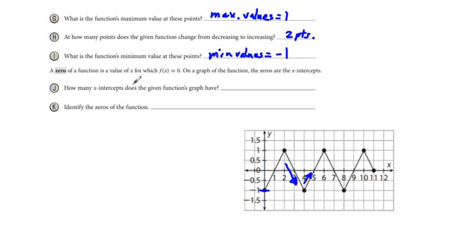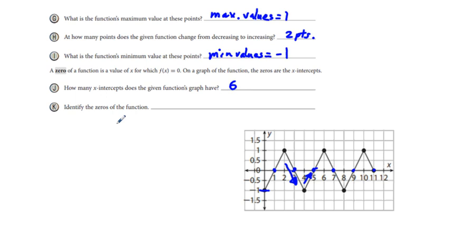A zero of a function is a value of x for which f of x equals 0. And so what we're looking for is touching or crossing the x-axis. So on a graph of a function, the zeros are the x-intercepts. How many x-intercepts does the given function's graph have? Well, we count 1 here at x equals 1, another here at x equals 3, and x equals 5, the third one, fourth one, fifth one, sixth one. So it appears that we have 6.